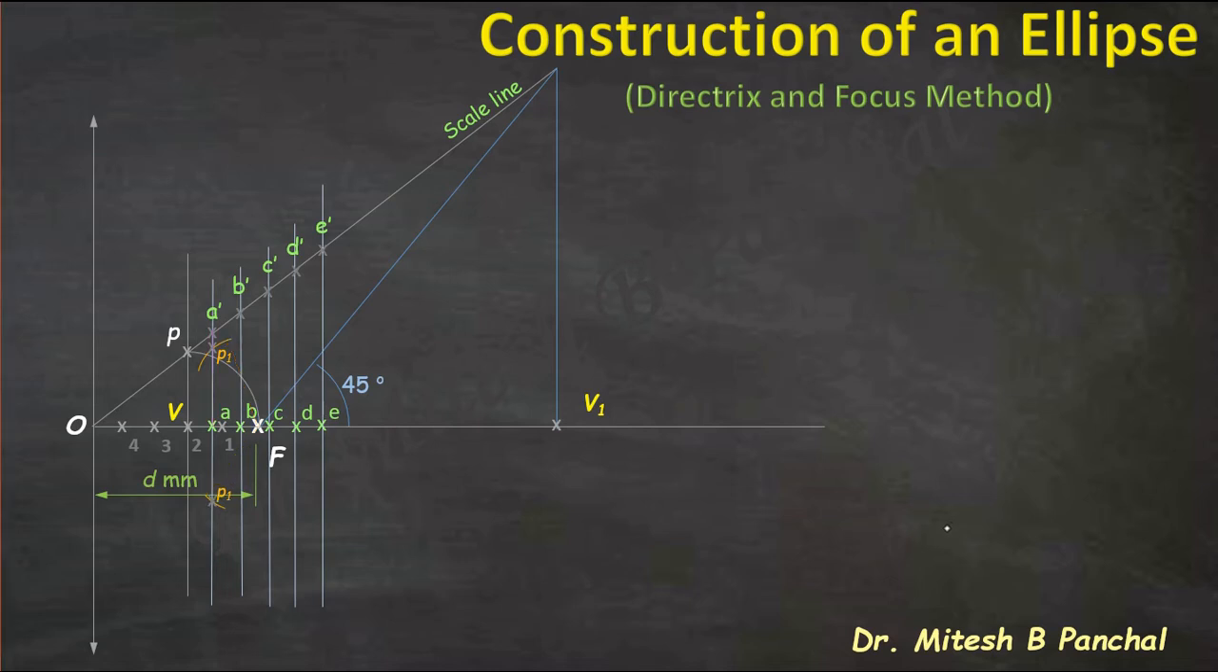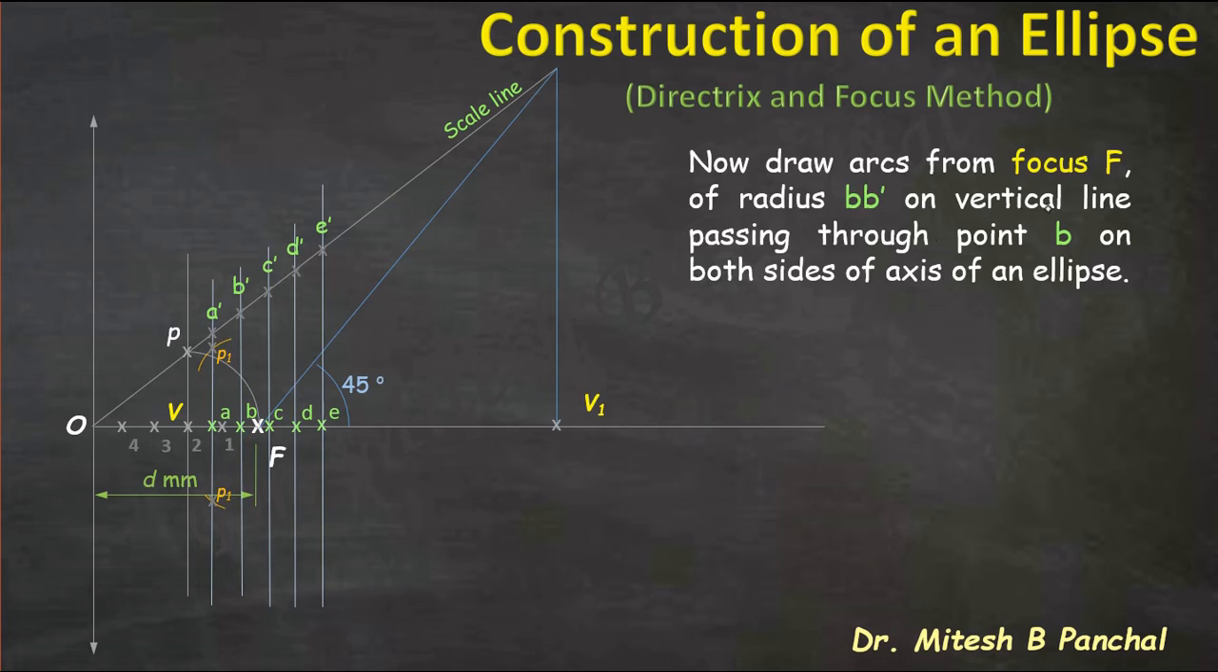That is, say for P2 we'll follow this procedure, focus F as a center and radius equal to B dash, this B dash as a radius, and we will draw arcs on the line passing through point B. So if you look at the point P2, which is at a distance B dash from the focus, and from the directrix its distance will be OB, that is nothing but the slope of the line, that is 2 by 3. Right?